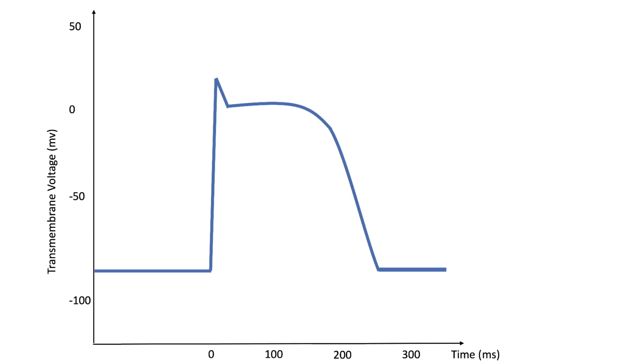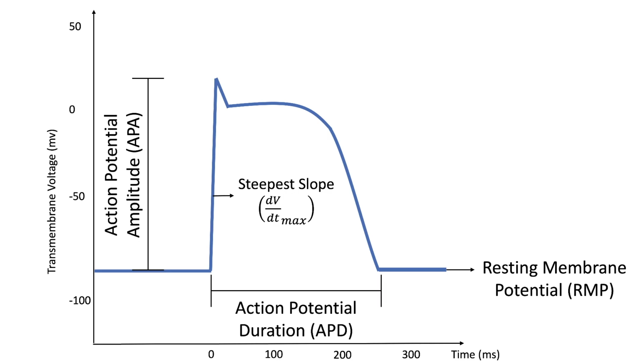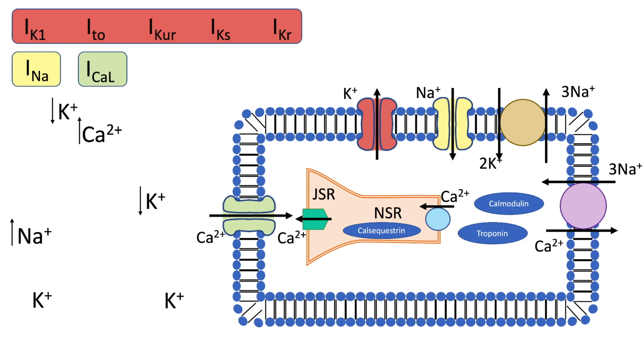Looking at the action potential of the cardiac cell, we can define some characteristics. We can define the resting membrane potential, or RMP. We can define its amplitude, the maximum value of the derivative of the transmembrane voltage with respect to time, or steepest slope, and the duration of the action potential, or APD. A short reminder, the action potential is the combination of the opening and closing of ion channels.